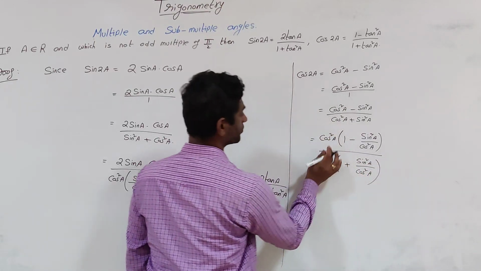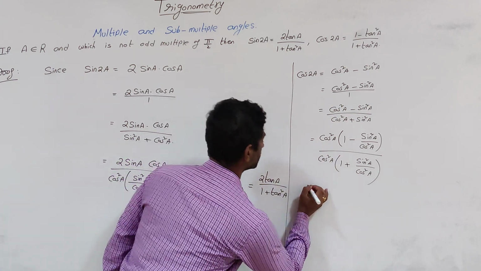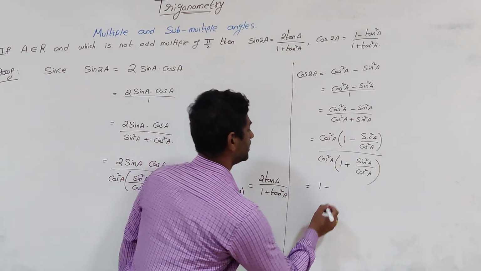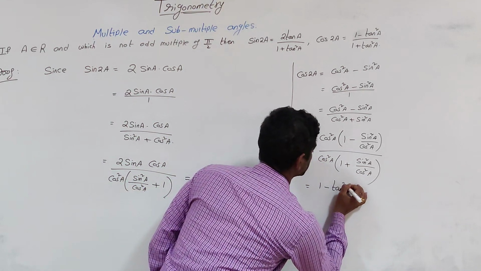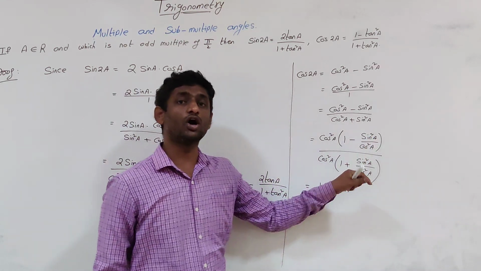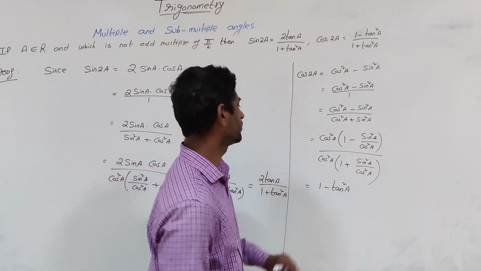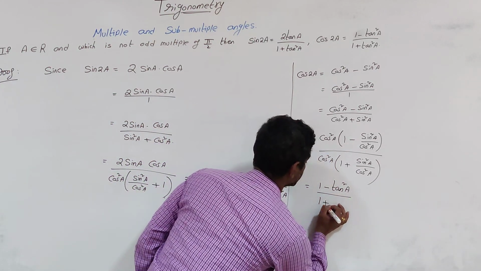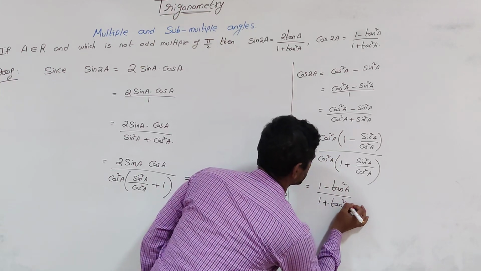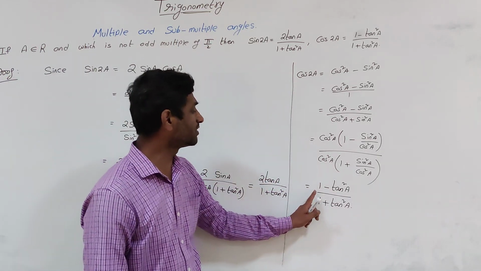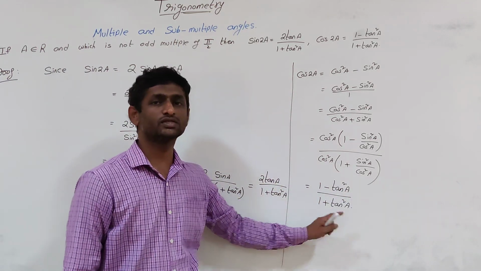So cos square A gets cancelled. It will be (1 minus sin square A) by cos square A, which gives tan square A, meaning (sin A by cos A) whole square. Sin A by cos A is tan A. So that gives (1 minus tan square A) by (1 plus tan square A). So that is the formula for cos 2A. So cos 2A is (1 minus tan square A) by (1 plus tan square A).